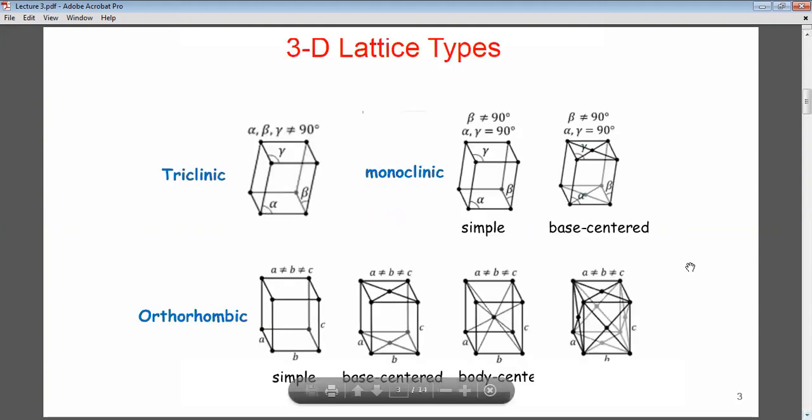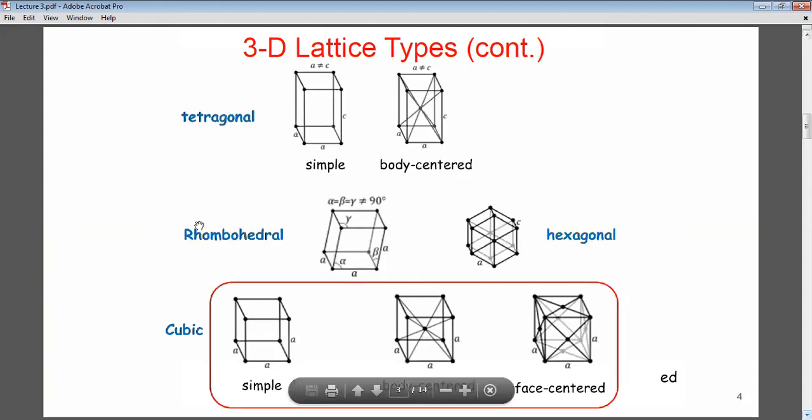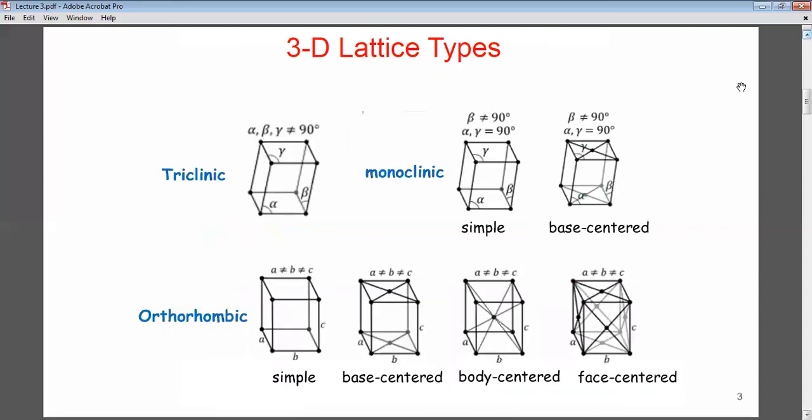Okay, so there are 14 different 3D lattices. These are triclinic, monoclinic, orthorhombic, tetragonal, rhombohedral, cubic, and hexagonal. Cubic, for example, has 3 types. Tetragonal has 2 types. Orthorhombic has 4 types.